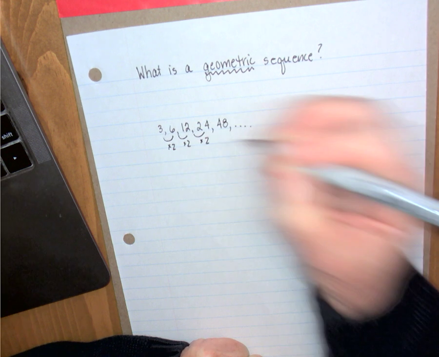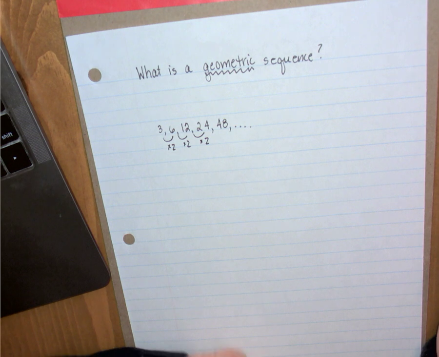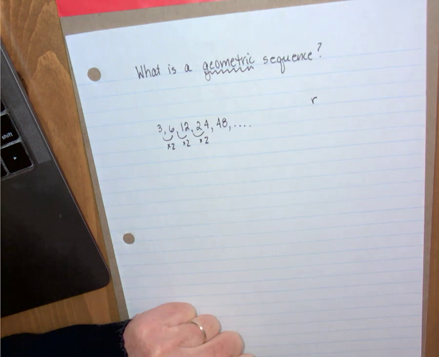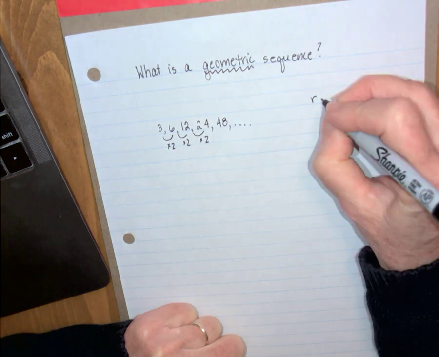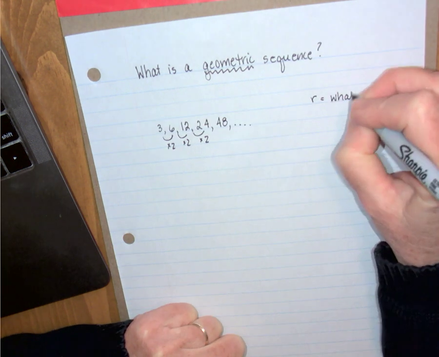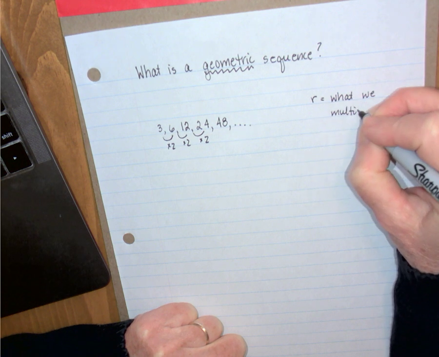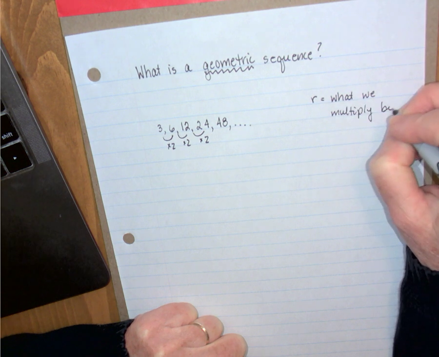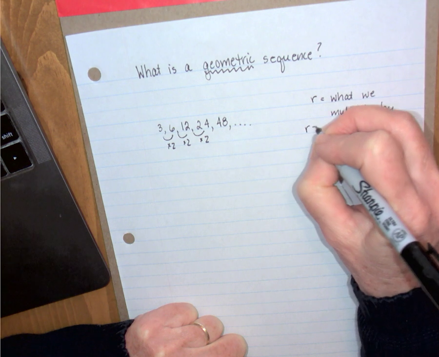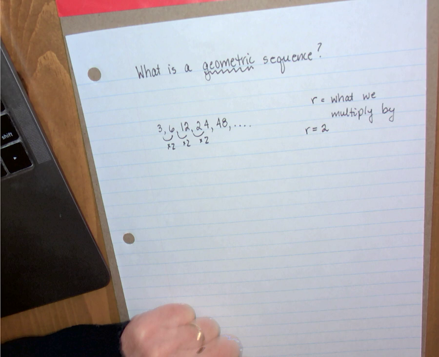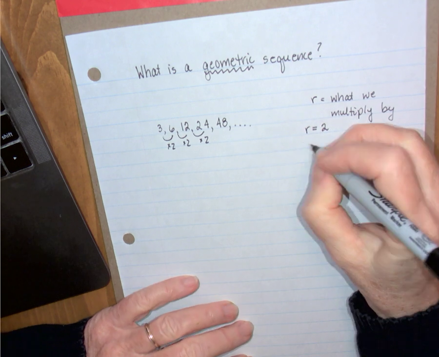And so instead of having a common difference, right, the D was what we used in the arithmetic sequence, in a geometric sequence we're going to have a common ratio, and that's R. So R is what we multiply by. And you can see that we're multiplying by 2 here. So R is 2.